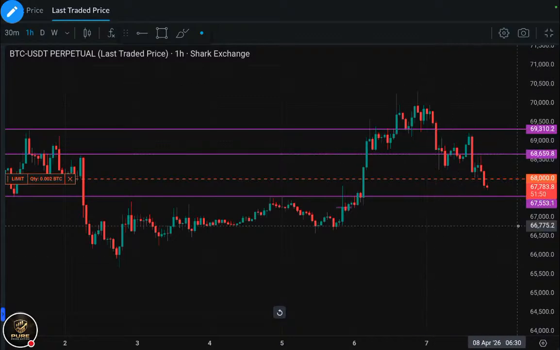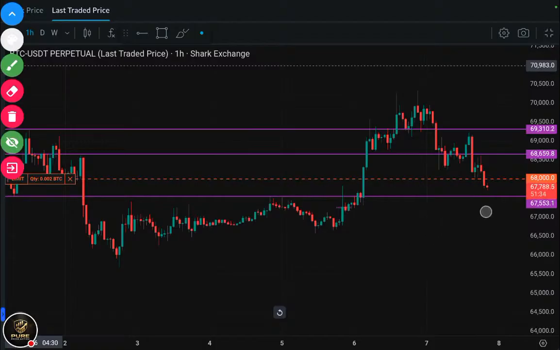So आज हम market analysis करेंगे. As you can see, I haven't taken any trade till now. तो अभी मेरा एक trade plan हुआ है. If market comes to this level, अगर 68,000 पर market वापस आती है, then I'll have one selling trade.